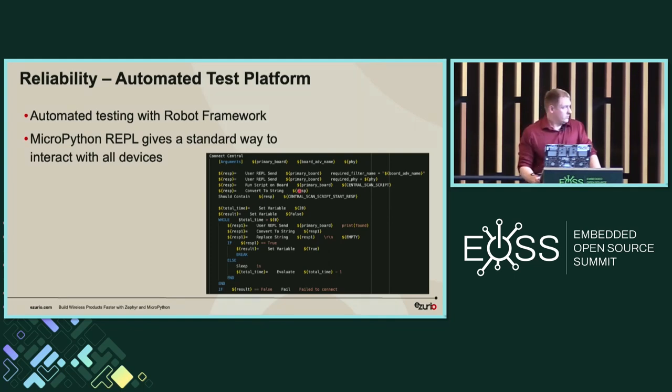All our devices support BLE. We can run all the exact same Robot tests on any platform, and we don't have to keep developing new tests because there are different ways to talk to boards. It's all the same. This gives us a lot of confidence, and we can distribute new releases with confidence and do it very fast.